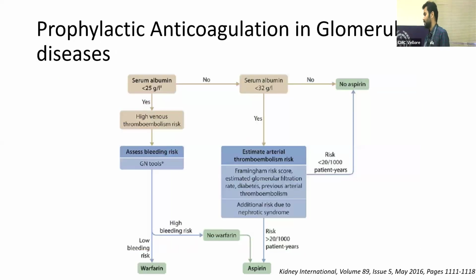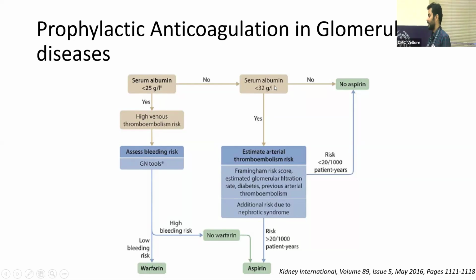So when the patient comes to the hospital the first time, if the patient has severe hypoalbuminemia, with an albumin cutoff of less than 2.5 grams, with a high thromboembolic risk, there are lots of tools available online. If the thromboembolic risk is high and the bleeding risk is low, you can start with warfarin. If the bleeding risk is high, start only with aspirin, antiplatelets alone.